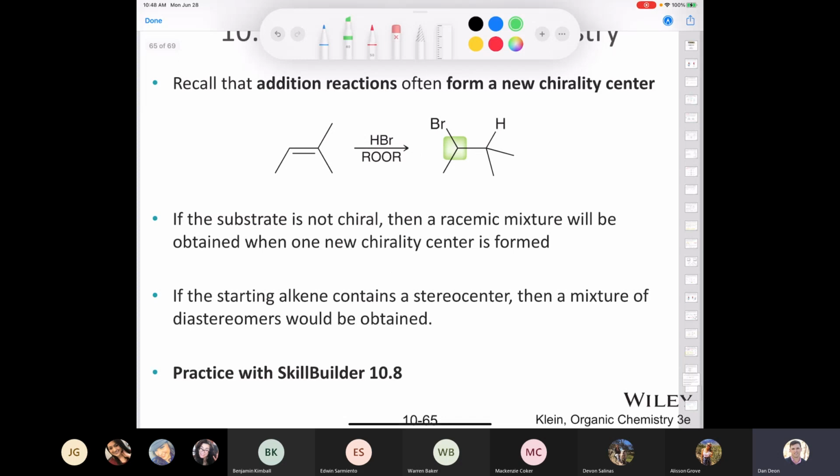Now, in terms of stereochemistry, well, it says that recall that addition reactions often form a new chirality center. Now we know that we have the bromine radical, right? That's going to add to form the most stable radical. So let's draw some fishhook arrows here. Okay, you would actually end up with this intermediate. Son of a gun. You would, nope.